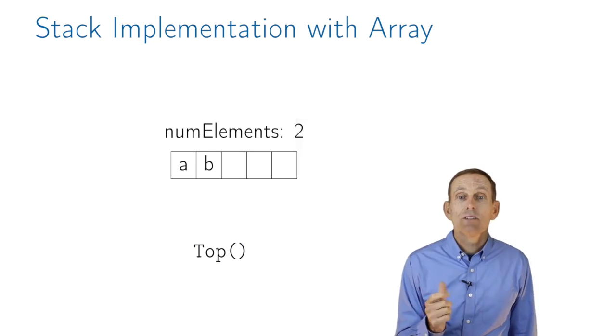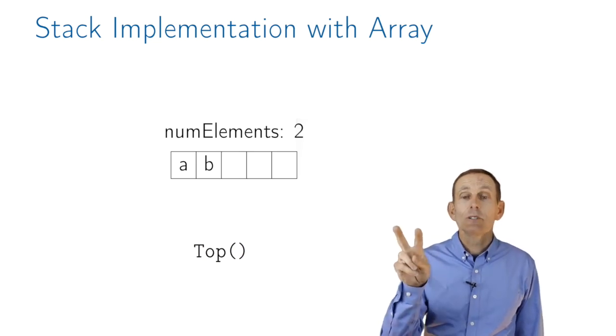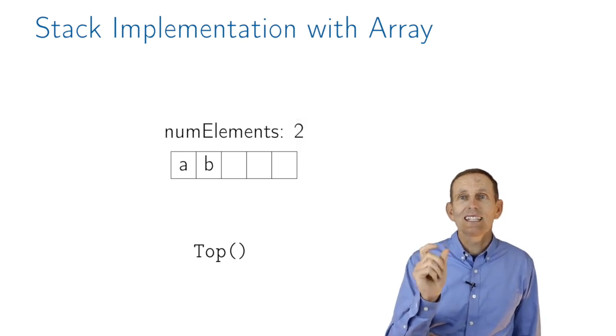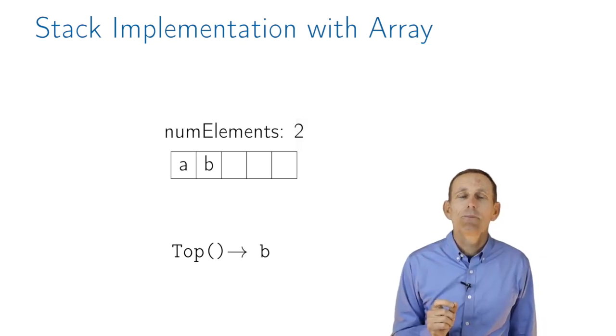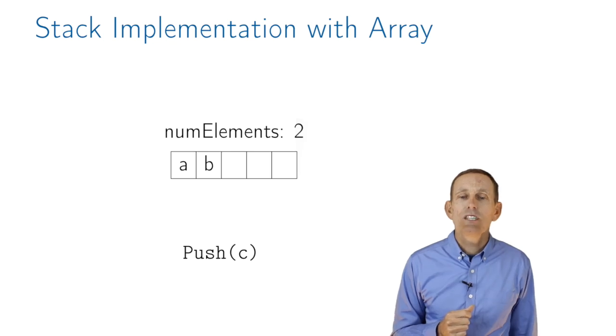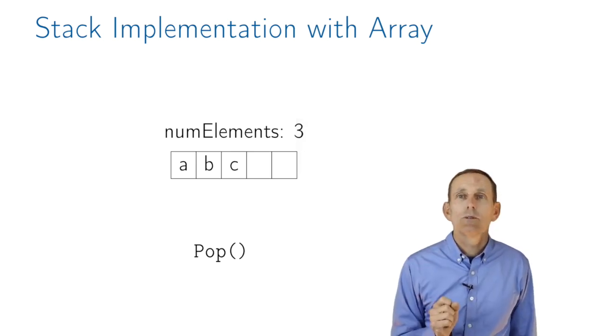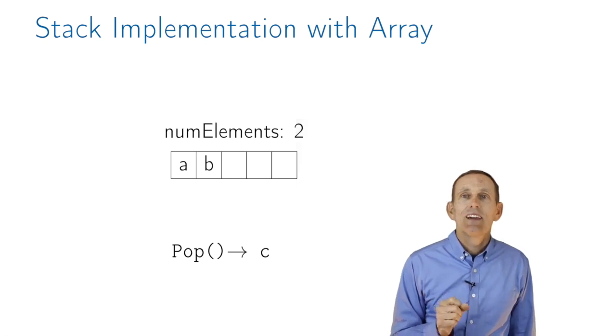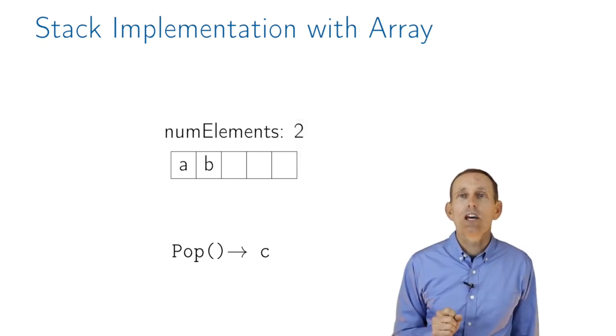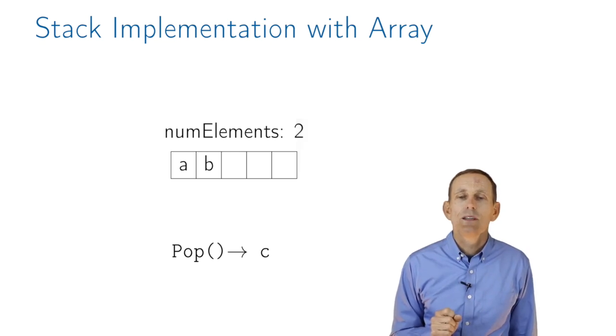What's the top element? Well, that's really simple. If the number of elements is 2, that means we need the second element from the array, which in this case is B. Again, a constant time operation. We push C, our number of elements is 3. And now let's say we pop. Well, we need to go get the third element, which is C, and erase it, and then adjust num elements so it's now 2.